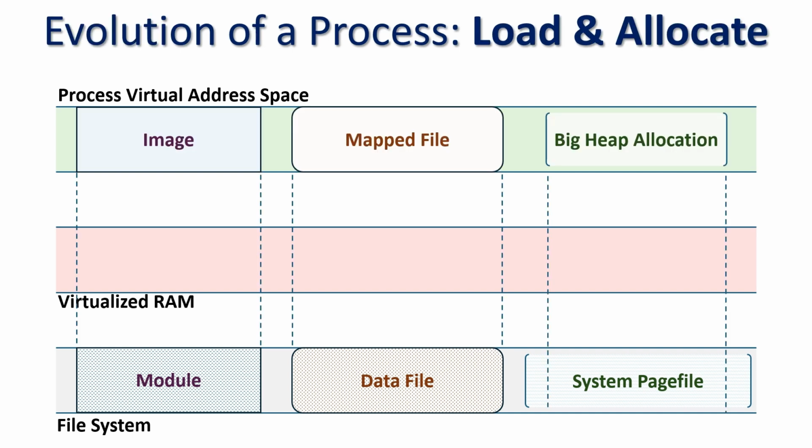Here, the process loads a module, maps a data file, and allocates a large block of heap memory. These are simply bookkeeping events, as they do not initially use any physical RAM. But this virtualization is transparent to the running process. For all it knows, all the code and data is loaded and ready to be accessed.